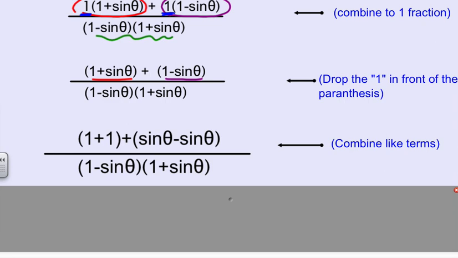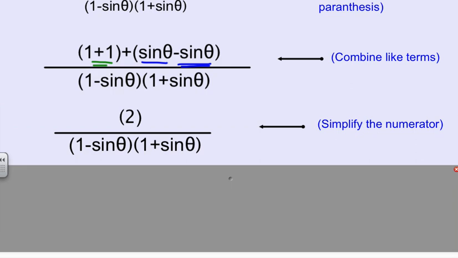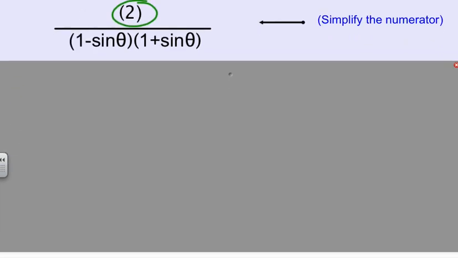Now, I want to combine like terms. So I have a 1 plus a 1, and I have a positive sine of theta and a negative sine of theta. Now you're going to see some things cancel out. Do you see it already? And some things combine together. Well, the sine of theta and the sine of theta cancel out. So we're just left with the 2 in the numerator. All right, we're getting there.